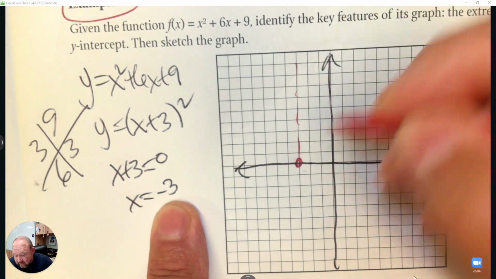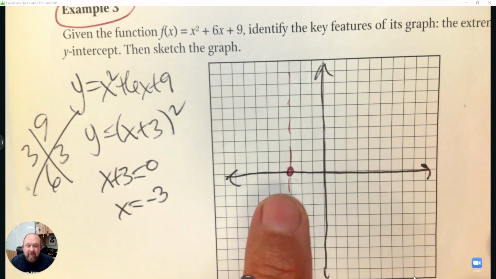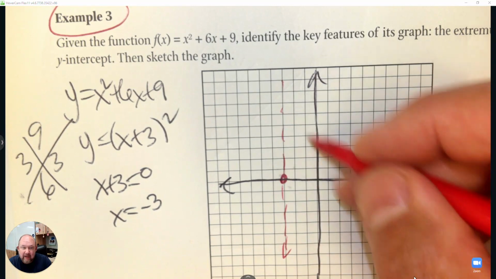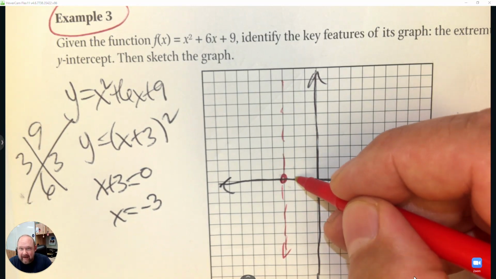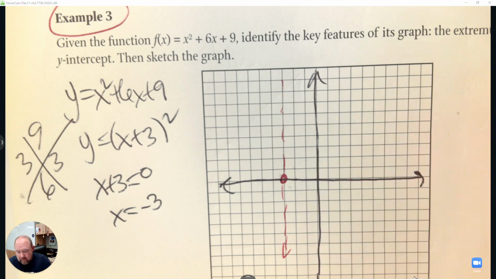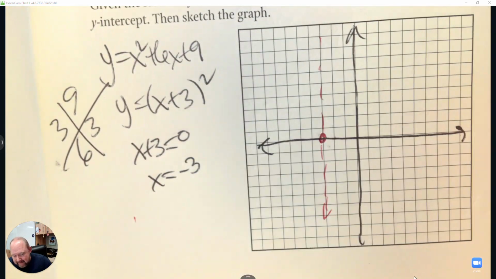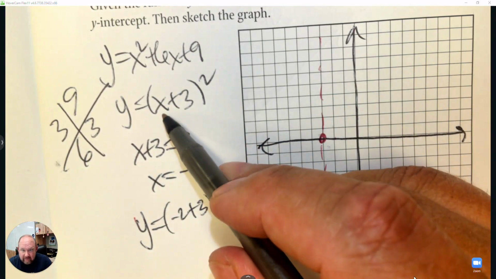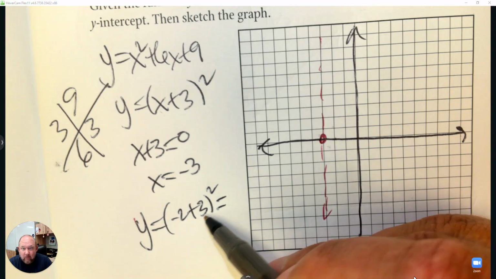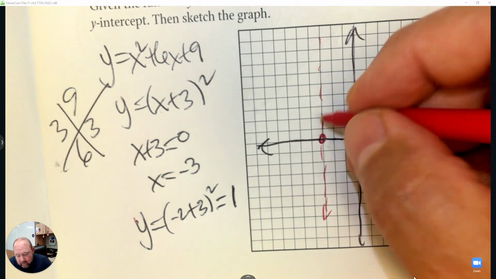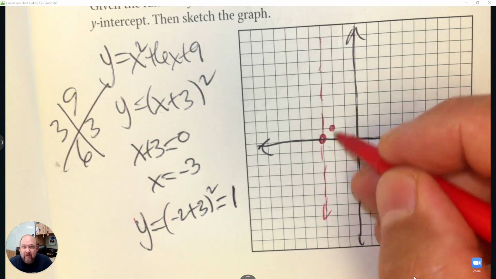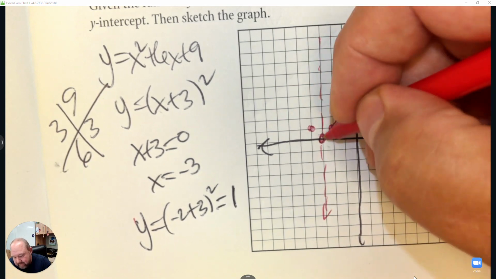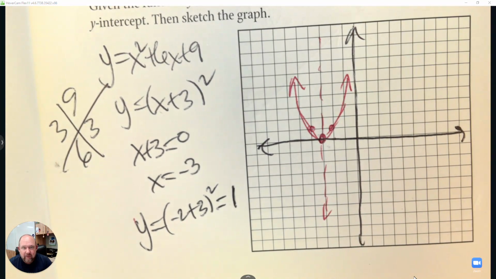We only have one x-intercept, so that is the vertex. We need another point on our parabola. For this example, we're just going to use the x value beside negative 3, which is negative 2. We plug negative 2 in for x and solve it. Negative 2 plus 3 is 1, and 1 squared is 1. So negative 2 gives me the answer 1. Then reflect it over, and we have another point. For right now, that's good enough, and we can use those points to draw our graph.